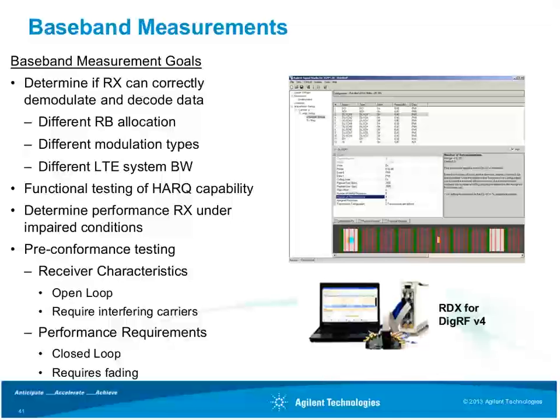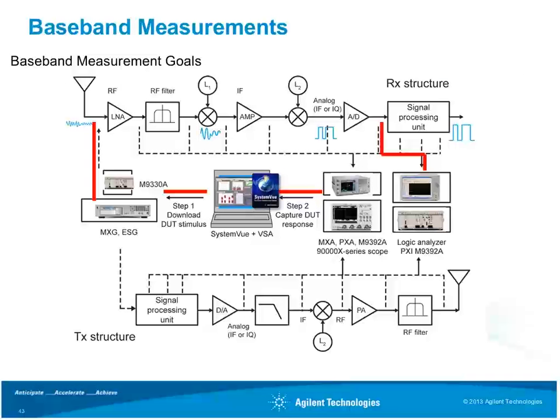Another challenge with testing the baseband section is how to physically deliver the test signals. Depending on where the receiver is in the development cycle, the test signals that you might want to use could be either RF, IF, analog IQ, or digital IQ. And further, for LTE, the digital IQ may be required to be an industry standard digital interface such as CPRI or DigRF. There are solutions available today for this, such as the Agilent RDX that's shown here for DigRF.